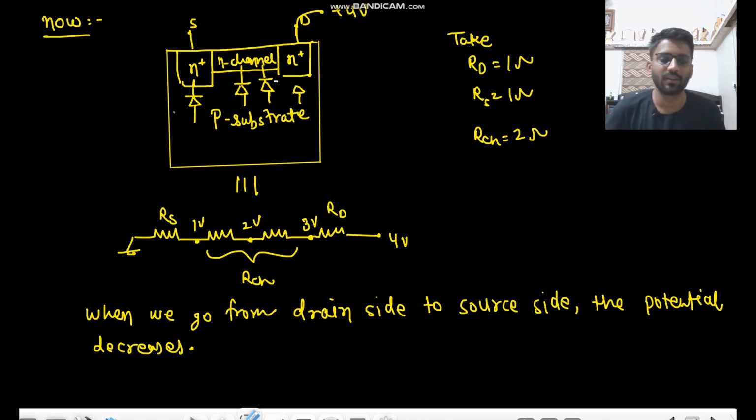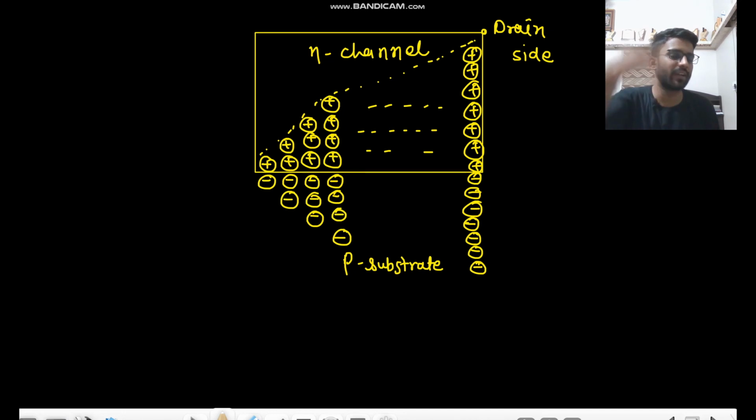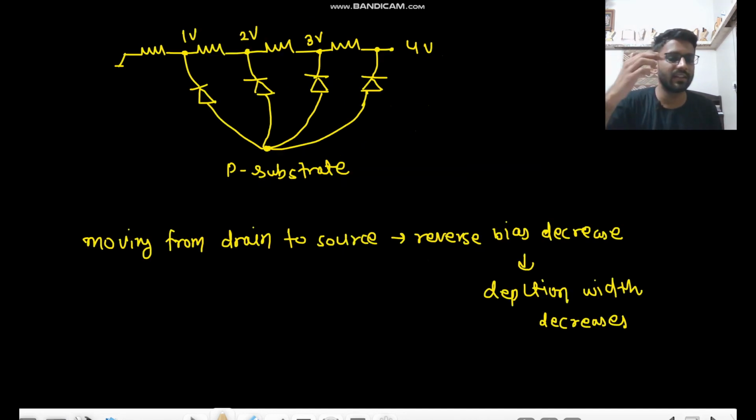Okay, yeah. So since you are increasing VDS more and more, if you are increasing VDS not from 4 volt, from 4 volt you are going to 5 volt.